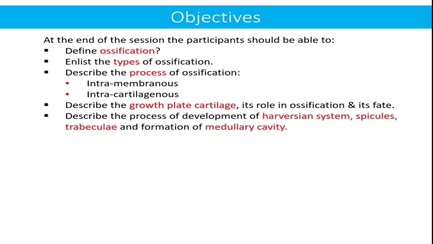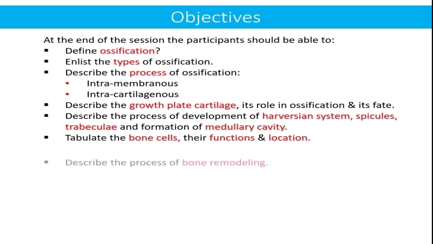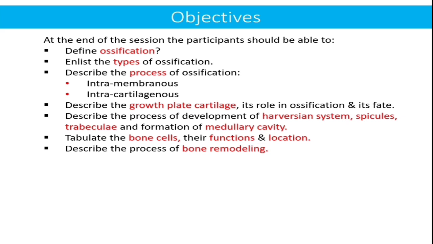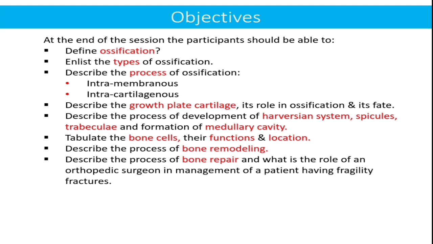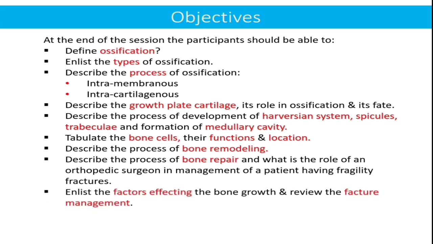Describe the process of development of Haversian system, spicules, trabeculae and formation of medullary cavity. Tabulate the bone cells, their functions and location. Describe the process of bone remodeling. Describe the process of bone repair and what is the role of an orthopedic surgeon in the management of a patient having fragility fractures. And at the end, enlist the factors affecting the bone growth and review the fracture management.